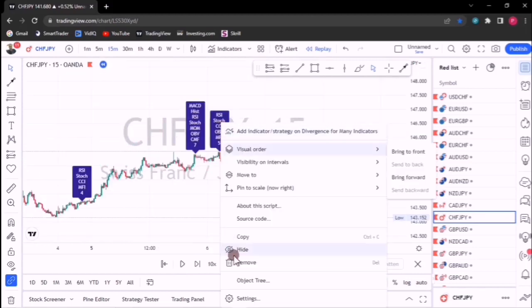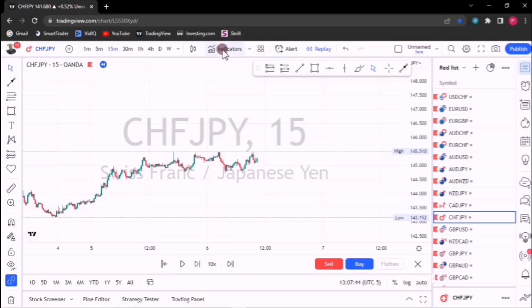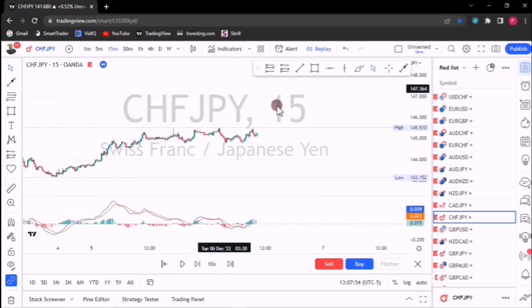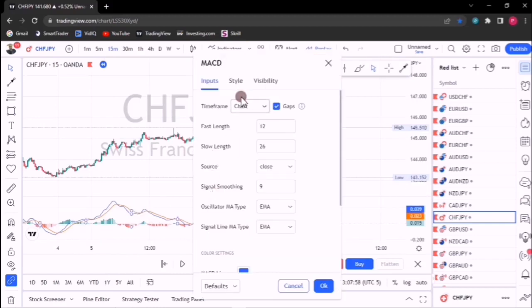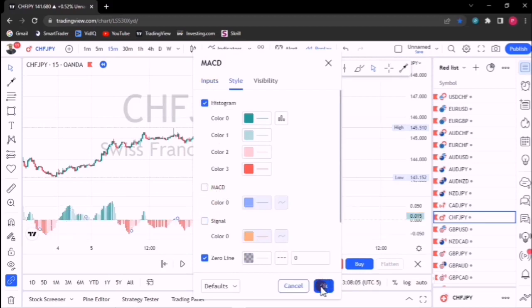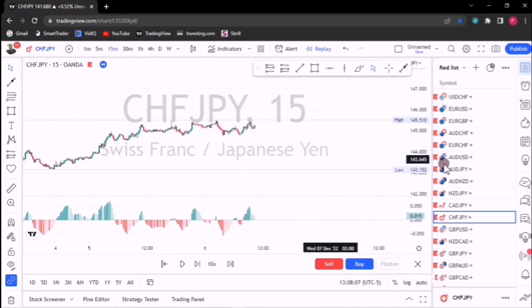Let's remove this. Next is the MACD. You might take this lightly, but I like to use the MACD, moving average convergence divergence. Okay, let me show you the settings that I like. On the style, I like to uncheck the MACD and the signal so that I only have the histogram.